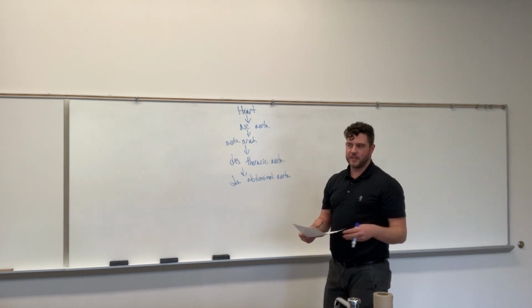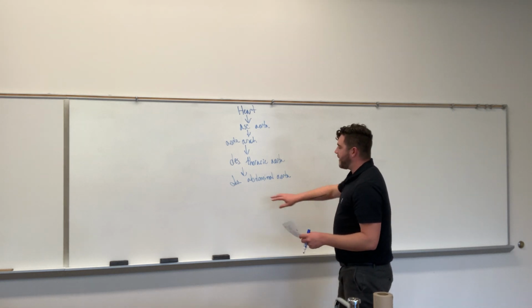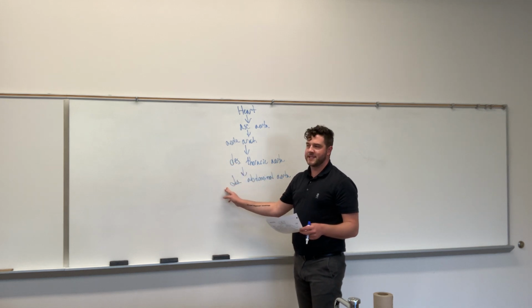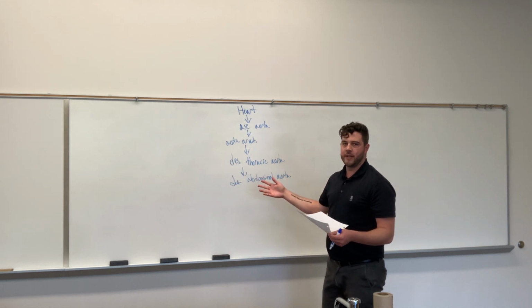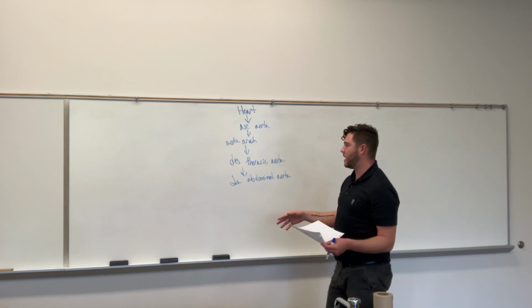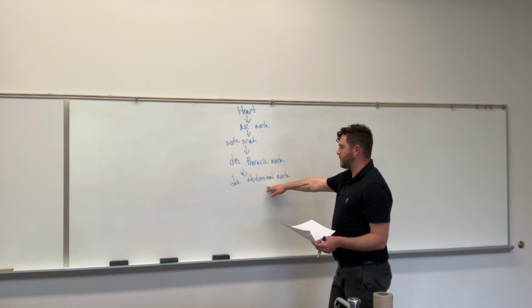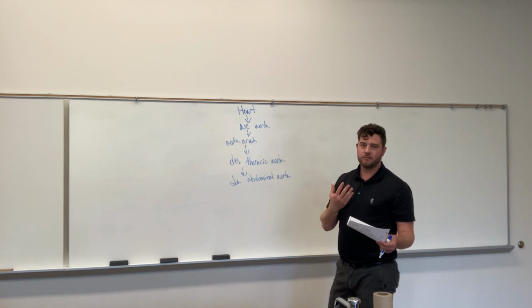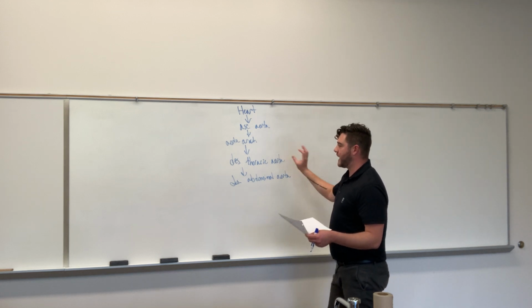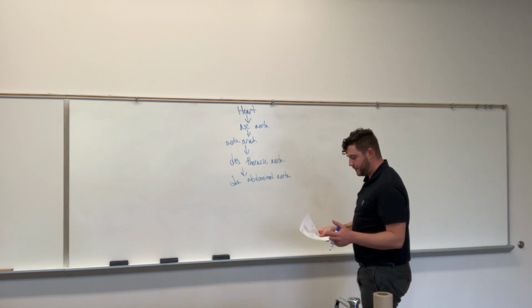That's just breaking it up into different sections. You don't have to label it as descending because it's just obvious. If you have the basic anatomy knowledge, you know that the thoracic aorta and the abdominal aorta are only going down, they're not coming up. But again, it's just being that extra level of specificity you can put in there.